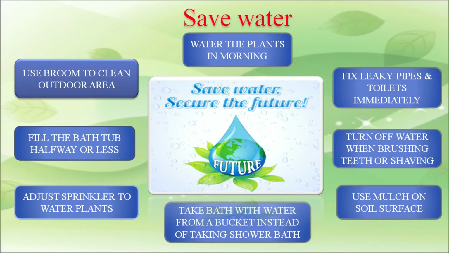It can be done by fixing leaky pipes and toilets immediately, turning off water when brushing teeth or shaving, using mulches on the soil surface, taking a bath with water from a bucket instead of a shower bath, adjusting sprinklers to water plants, filling the bathtub halfway or less, using a broom to clean outdoor areas, and watering plants in the morning.